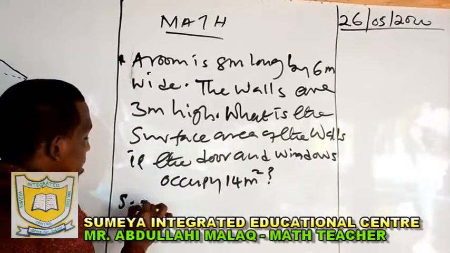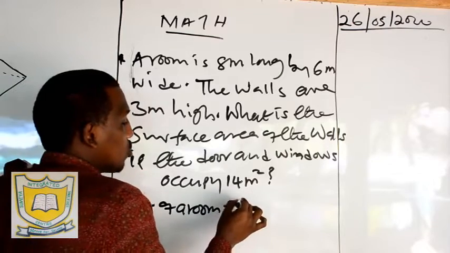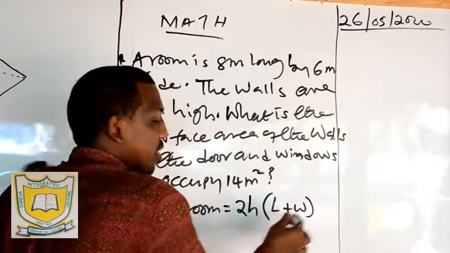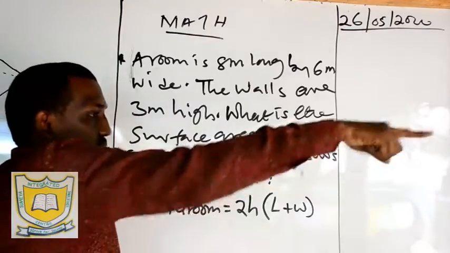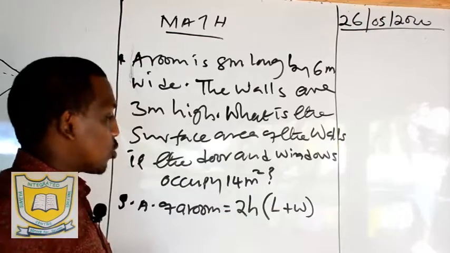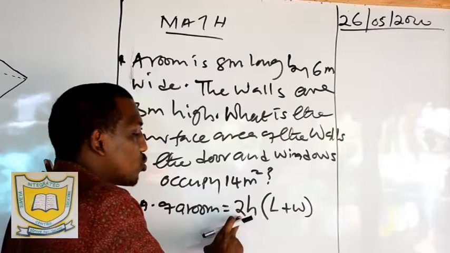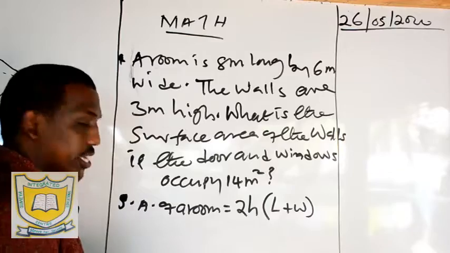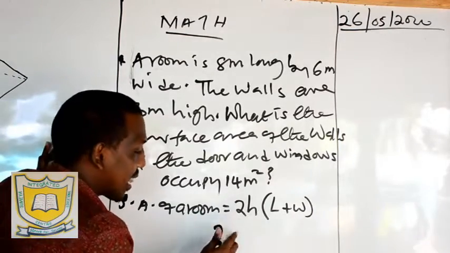So the surface area of a room is equal to 2h into bracket length plus width. That's how we get the surface area of a room. Remember, a room is just in the form of a rectangle, the whole room, or a classroom. Sometimes they will tell you to find the area of a classroom. So whenever you are told to find the area of a classroom or the area of a wall, the formula is 2 times height into bracket length plus width. You only follow the formula. It's very easy.